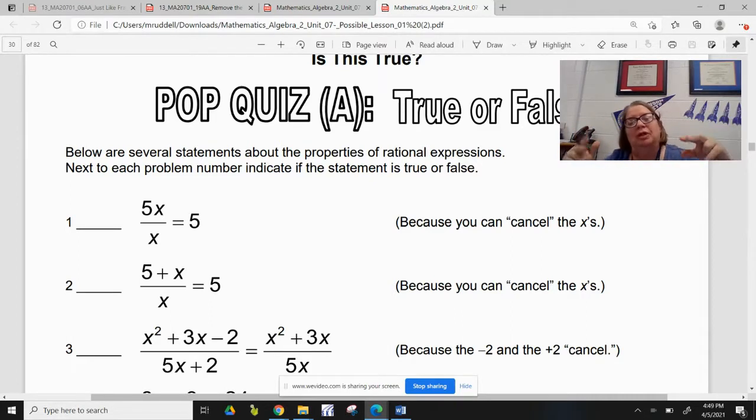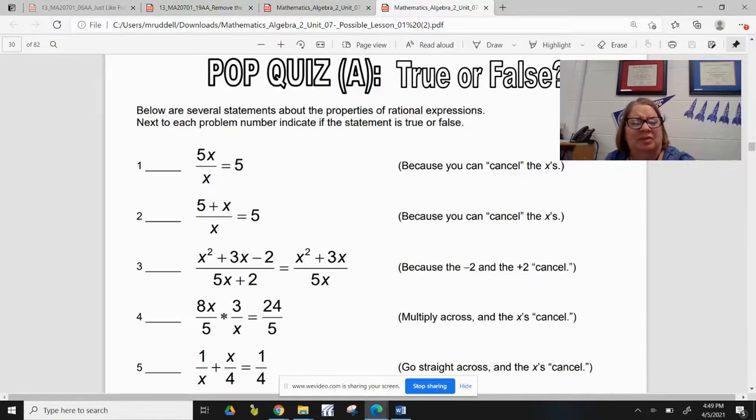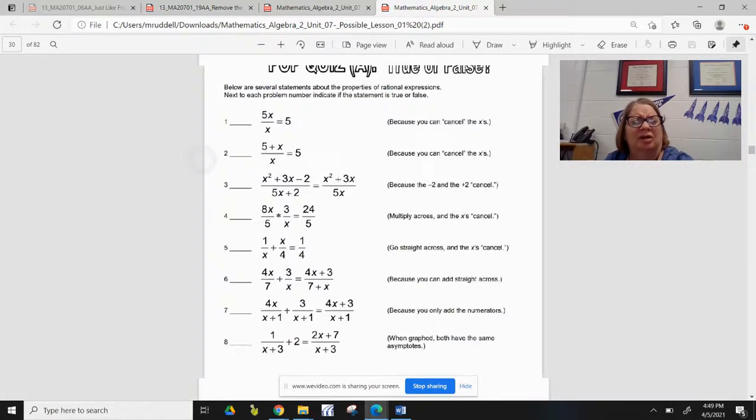It says pop quiz. We're not really doing it like a pop quiz, but they say below are several statements about the properties of rational expressions. Next to each problem number, indicate if the statement is true or false. So what I'd like for you to do is take a minute.